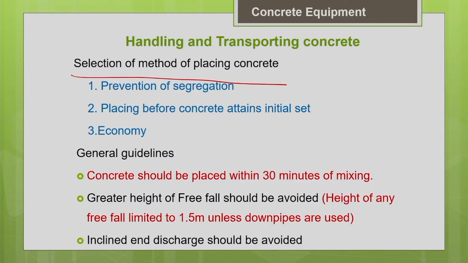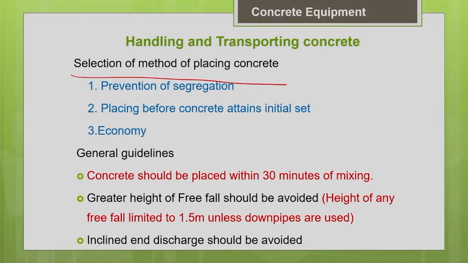And we should not allow the concrete to get segregated during its transit, because it is a heterogeneous material, a composite material, a combination of materials with different sizes. The one which is heavier, that is the coarse aggregate, will always try to settle down. So, it always results in segregation if you do not place the concrete as early as possible. That is why we need to transport the concrete and place it before it attains the initial set and before it segregates.